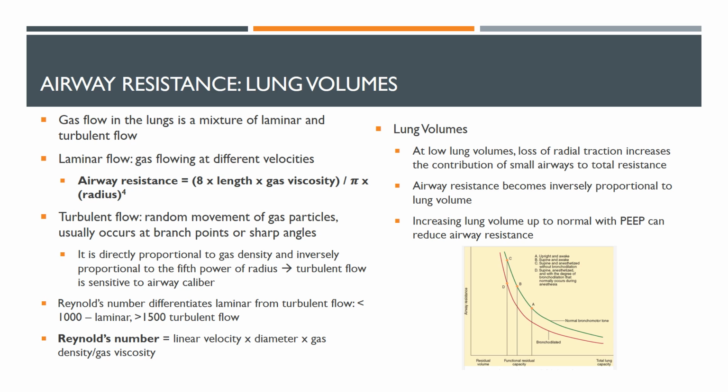Now, how does this apply to lung volumes? So at your low lung volumes, you lose radial traction. Radial traction in itself helps prevent airway collapse. And if you lose your radial traction, that increases the contribution of your small airways to total resistance. So therefore, your airway resistance becomes inversely proportional to lung volume. So in order to combat this, we can increase our lung volume up to normal with PEEP, and that can reduce our airway resistance.